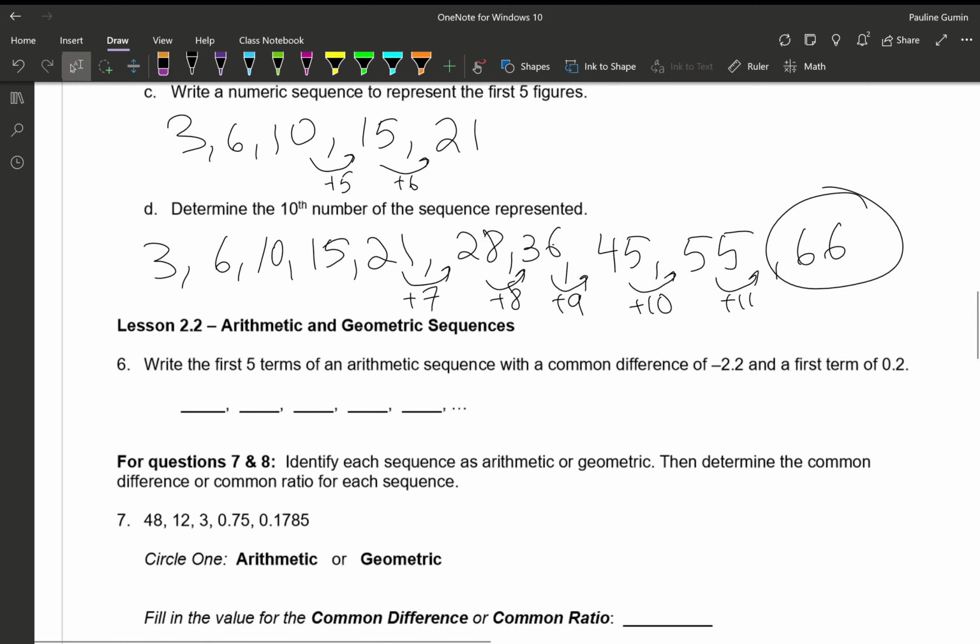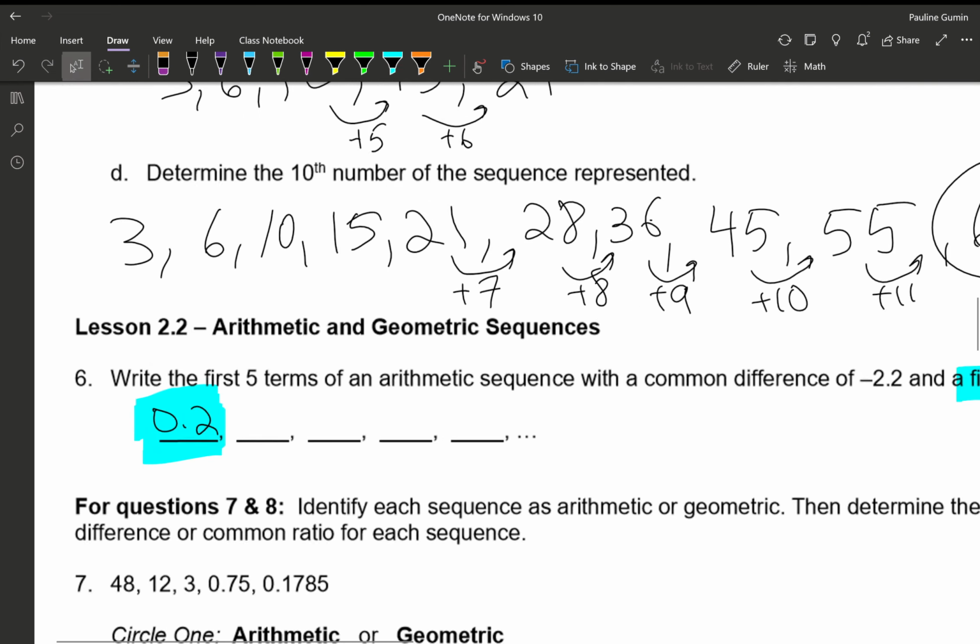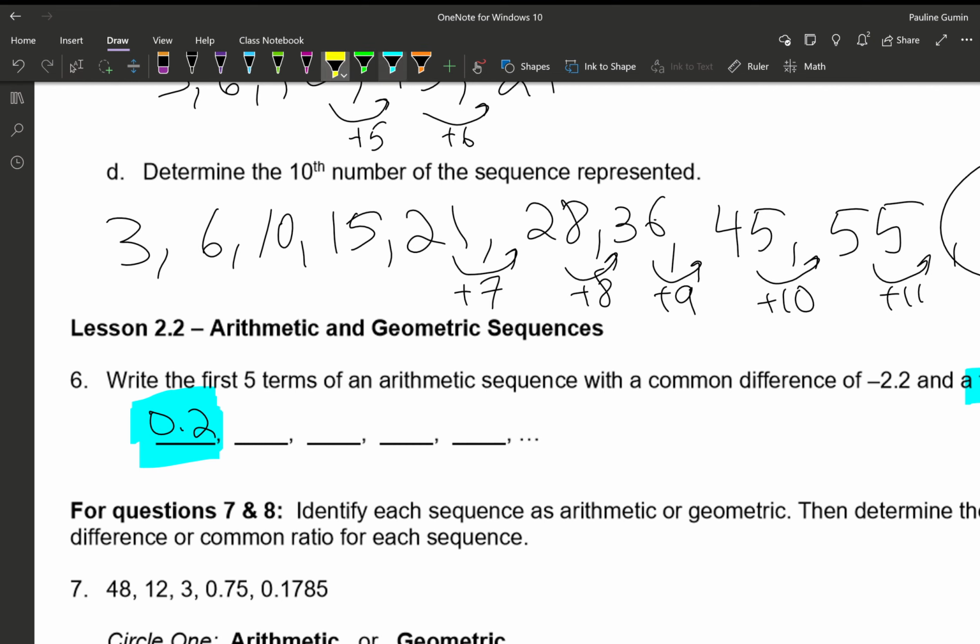Number 6. Write the first 5 terms of an arithmetic sequence with a common difference of negative 2.2 and a first term of 0.2. First term means the first number in the pattern. Now the common difference of negative 2.2 means we're going to be subtracting 2.2 each time.